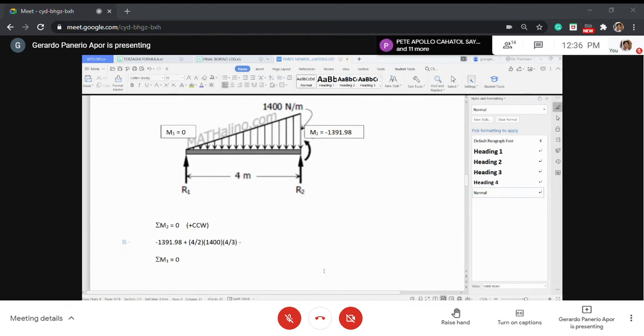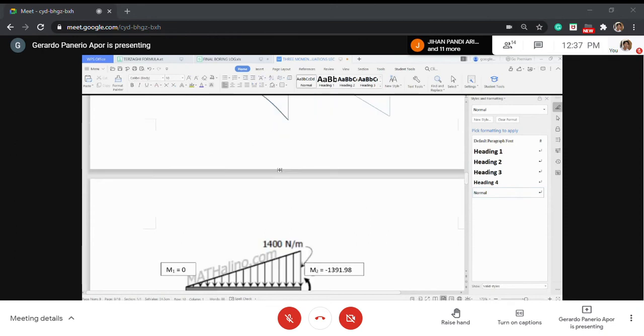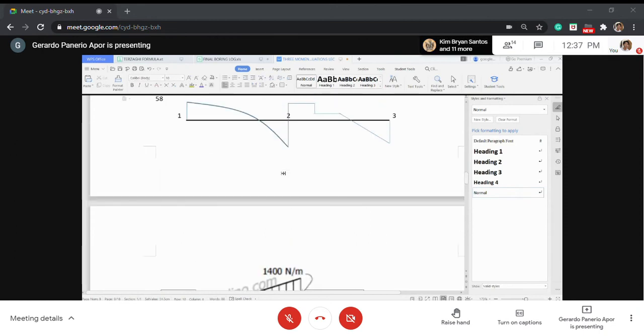Then another minus is you have R1 with a moment arm of 4, 4R1, and that is equal to 0. Okay, so you have that. So basically, you can solve for R1. Let me solve. We have 1,400 times 4 divided by 3 minus 1,391.98 divided by 4. R1 is 585.338 Newton. Okay, so I have solved R1. That's the shear there.